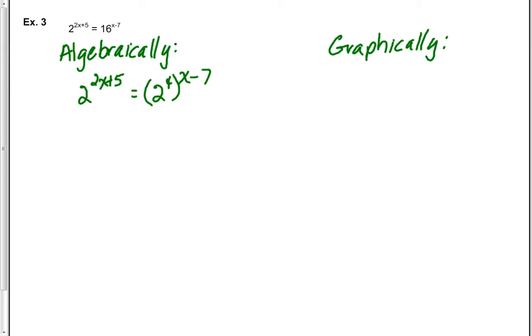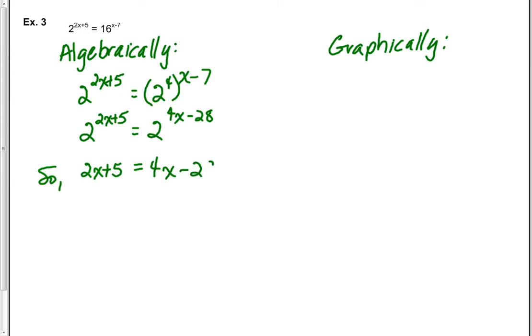And my rules of powers on the right side would be power of a power. I'm going to multiply. So I have 2^(4x-28). If I have an equality with the bases the same, that means the exponents must be the same. So 2x + 5 = 4x - 28.